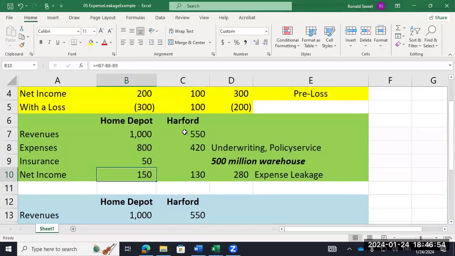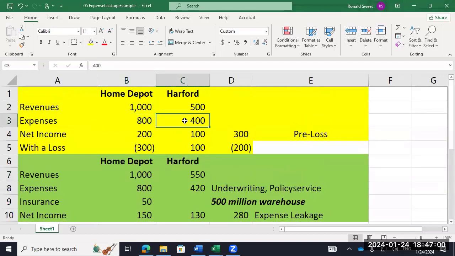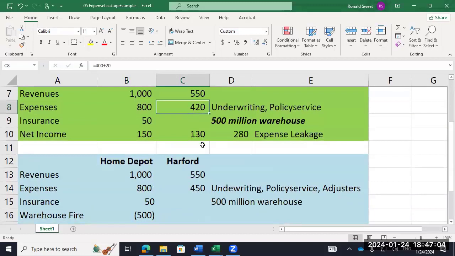What happens to Hartford? Their revenues go up 50. But what else happens? What do you notice with their expenses? Their expenses go up 20. Why do their expenses go up 20? They have to manage this business for Home Depot. They have to have adjusters, they have to have claims reps, they have to have underwriters, all this. So they don't get to keep the entire 50 because a portion of that's going to go to their expenses.